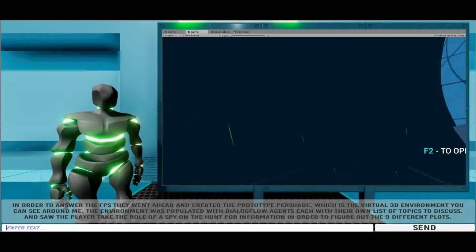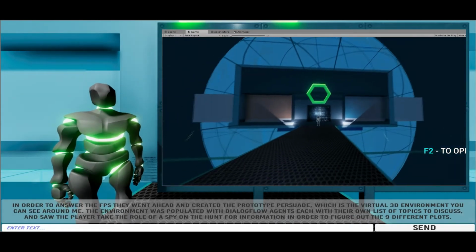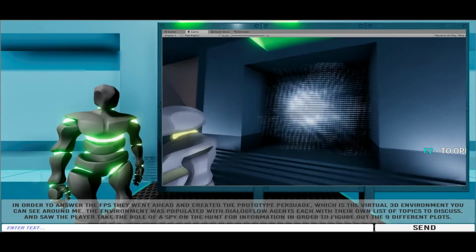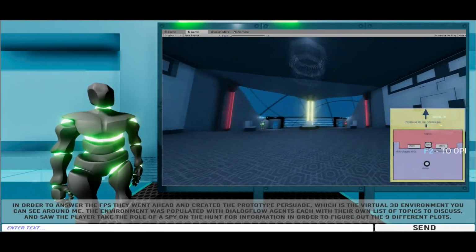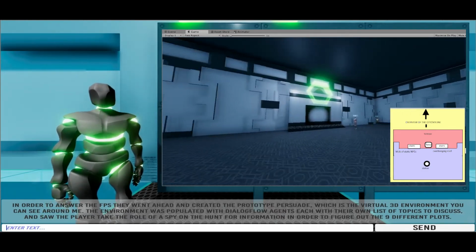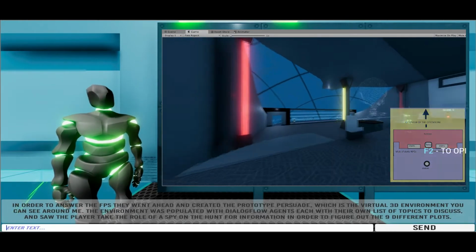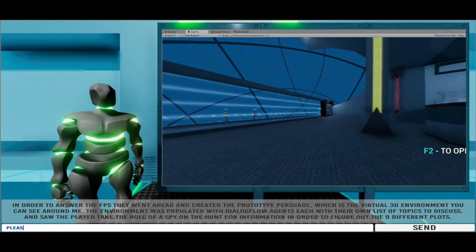In order to answer the FPS, they went ahead and created the prototype PERSUADE, which is the virtual 3D environment you can see around me. The environment was populated with dialogue flow agents, each with their own list of topics to discuss, and saw the player take the role of a spy on the hunt for information in order to figure out the 9 different plots.